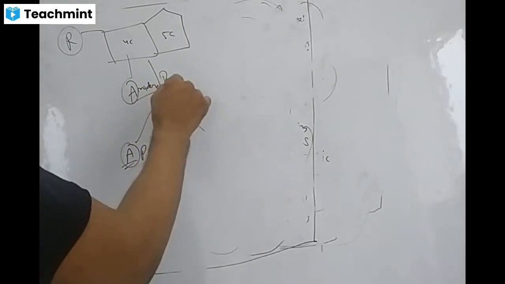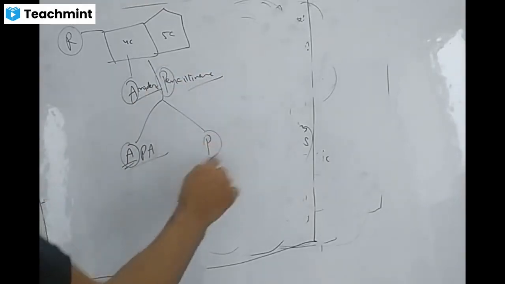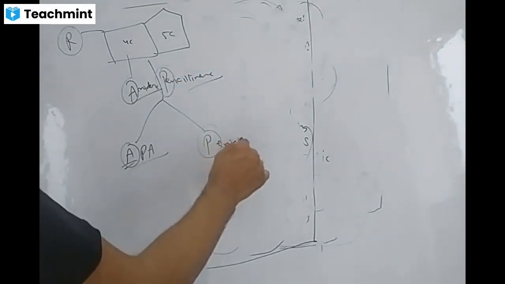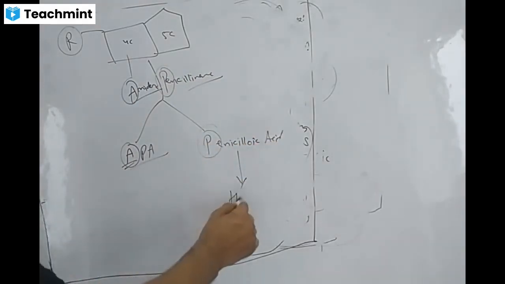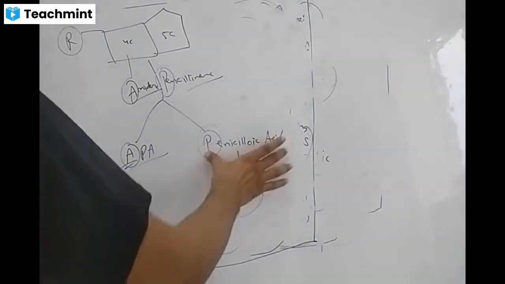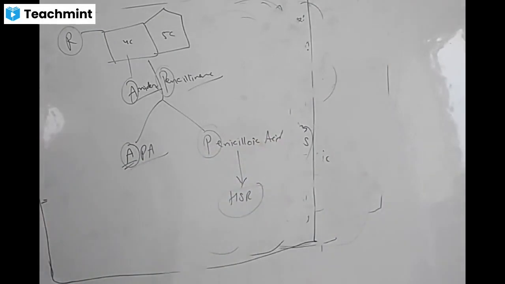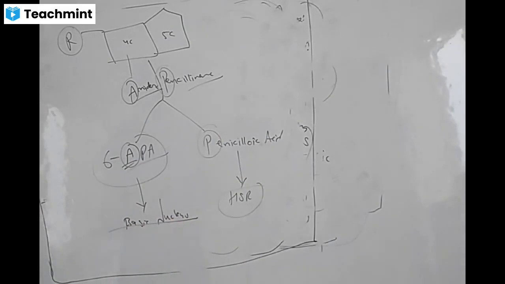Then if we cut the molecule with penicillinase, P for P, it leads to formation of penicilloic acid. This molecule is responsible for the hypersensitivity reaction; it acts as an antigen or hapten molecule and causes the hypersensitivity. This 6-APA molecule is known as the basic nucleus of penicillin.